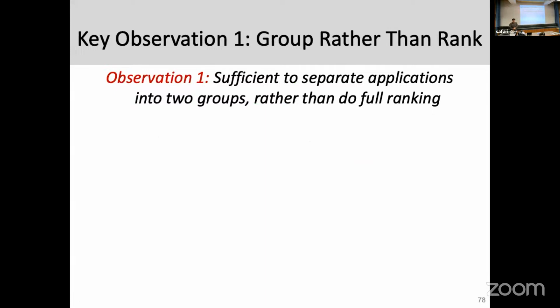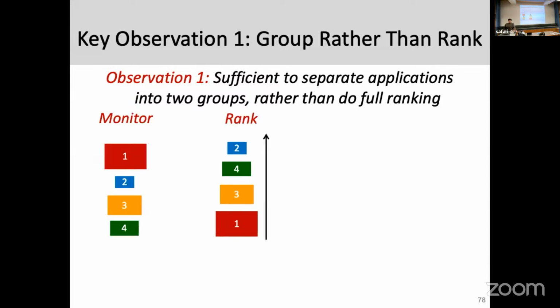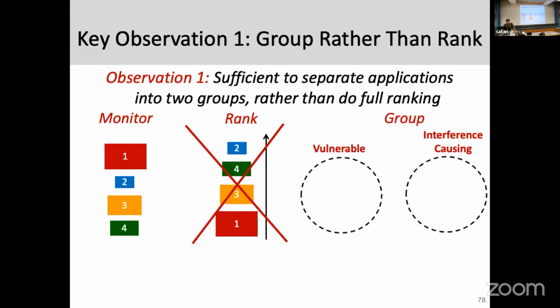So we make two observations. The first one is, it's enough to separate applications into two groups rather than do a full ranking of all applications running in the system. So monitor your applications. You don't rank them. You have two groups. The first group consists of applications that are vulnerable to interference. The other group is the applications that cause the interference.